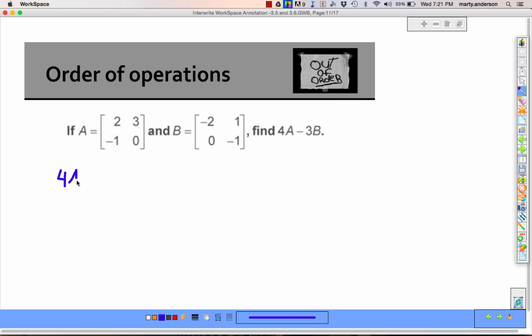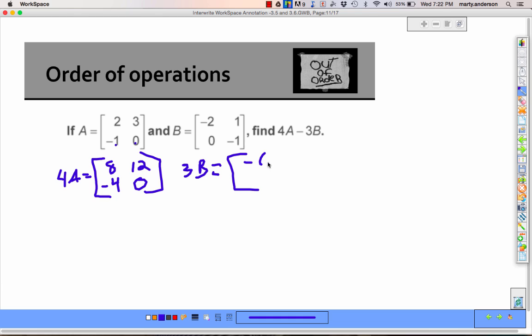4A is equal to 8. 4 times 3 is 12. 4 times negative 1 is negative 4. 4 times 0 is 0. And then I'm going to do 3B. 3B, and I get negative 6. And 3 times 1 is 3. 3 times 0 is 0. 3 times negative 1 is negative 3.